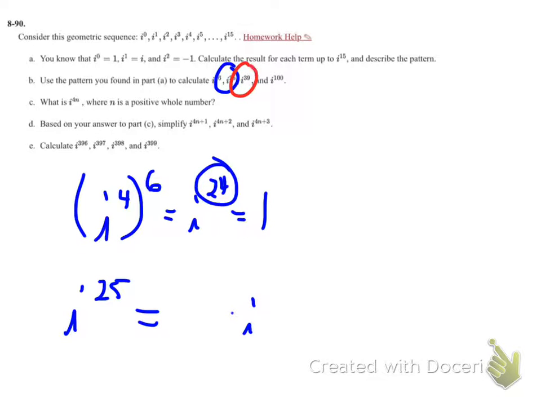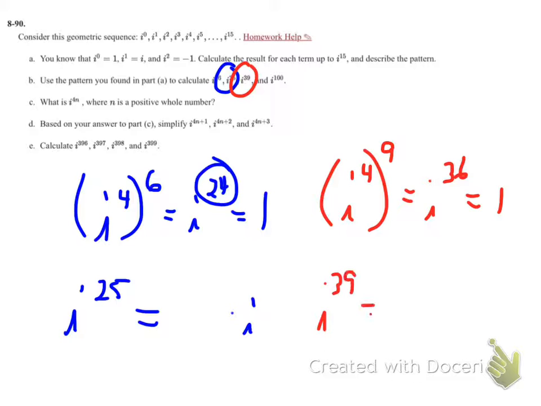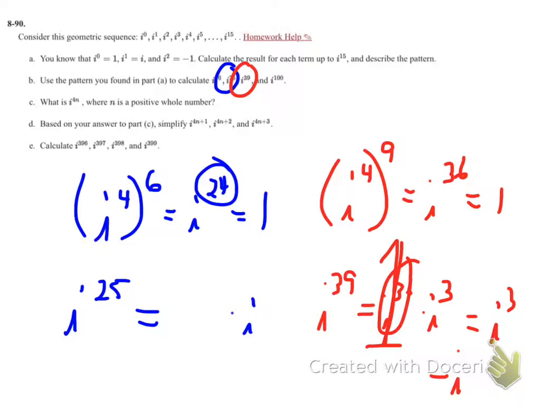i to the 39th. How many i to the 4ths do I have in i to the 39th? Well, i to the 4th to the 9th is i to the 36th. It is still equal to 1, because it's still i to the 4th. So i to the 39th is i to the 36th times i to the 3rd. This becomes a 1, so I just get i to the 3rd, and i to the 3rd was -i. So hopefully that'll help you figure out what C, D, and E would be.